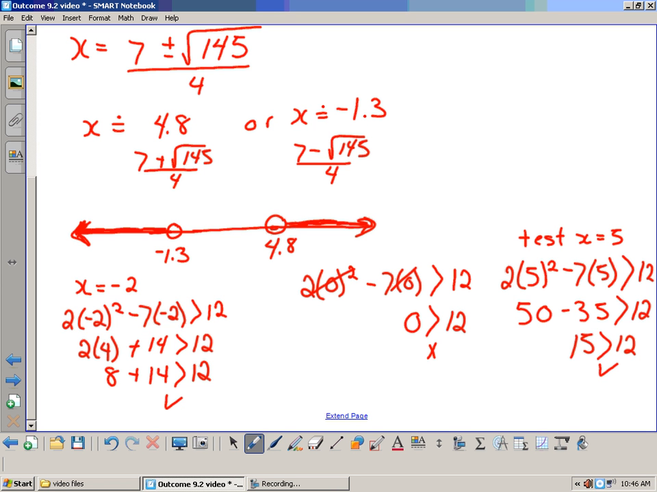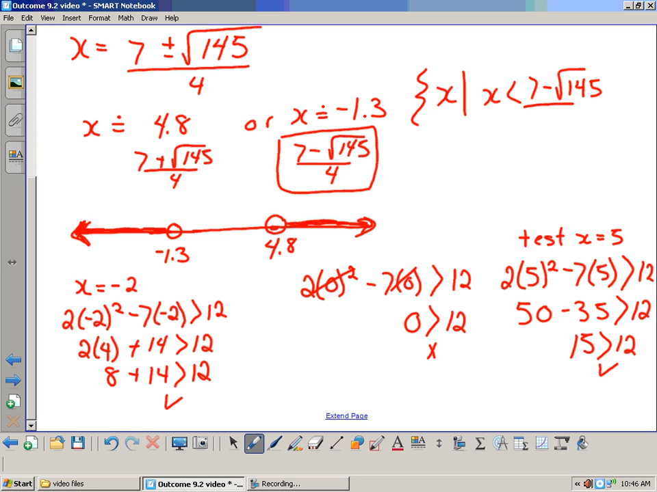When we write our solution set, we want to write it as exact values. So remember that this negative 1.3 came from this value. And so if we're writing it in set notation, we want all values of x such that x is less than that negative 1.3. So x has to be less than 7 minus the square root of 145 all over 4, or x has to be greater than 7 plus root 145 all over 4.